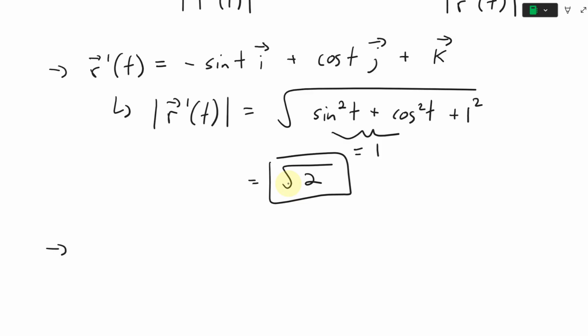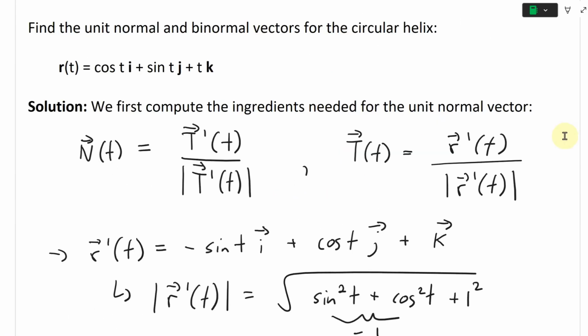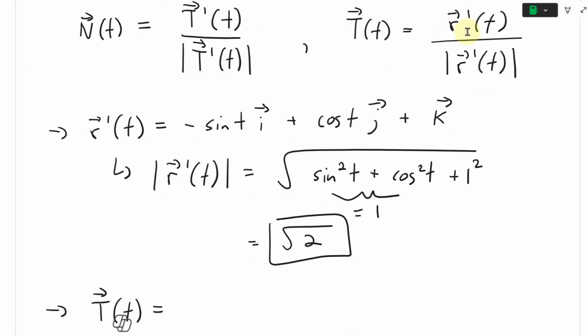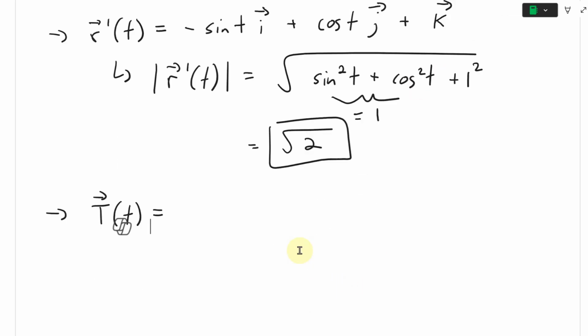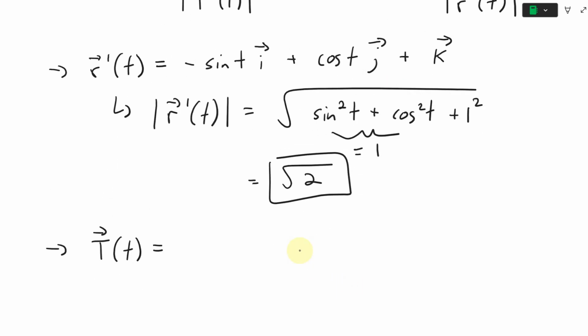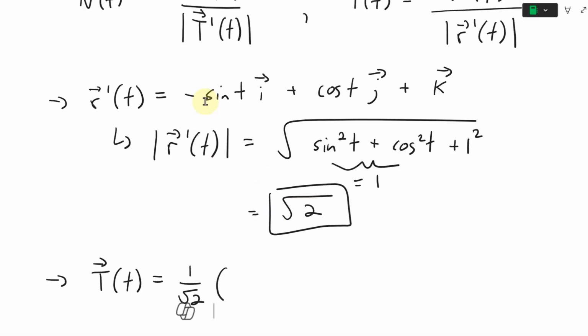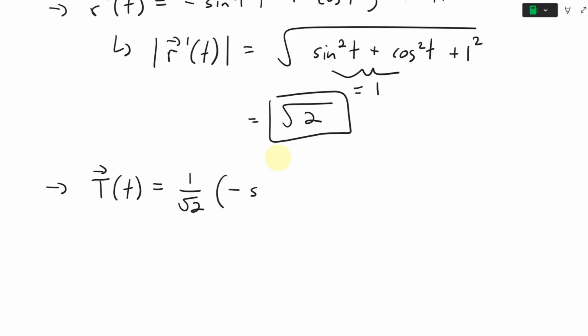So the next setup is the unit tangent vector. It's going to equal the derivative vector divided by the magnitude right there. So this equals 1 over square root 2, times, now just plug this in, negative sine t i plus cosine t j plus k.